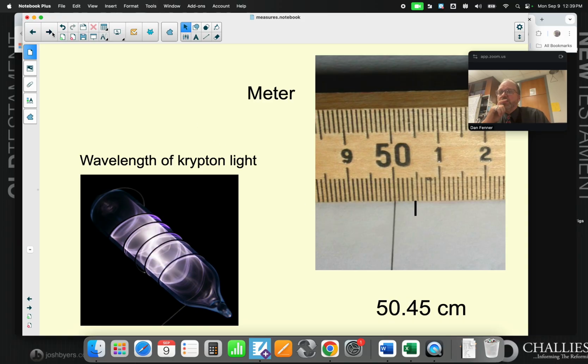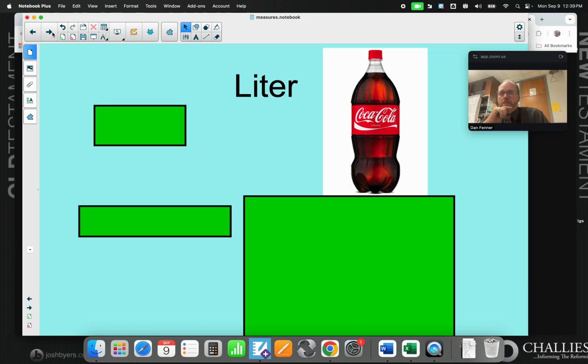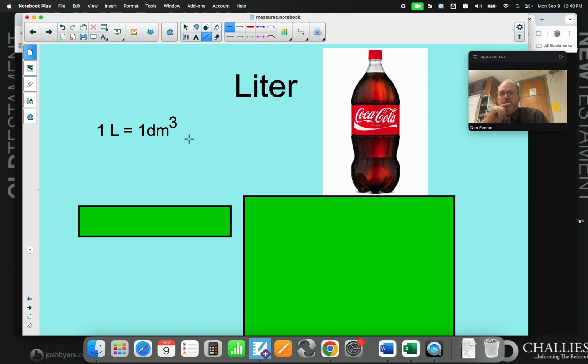All right, we get to volume. Volume is a liter. So a liter is 1 cubic decimeter. So if I took and made a box like this, not too bad when it comes to actual.